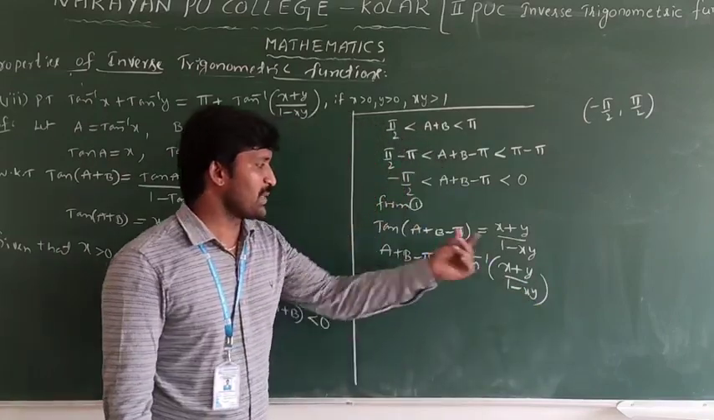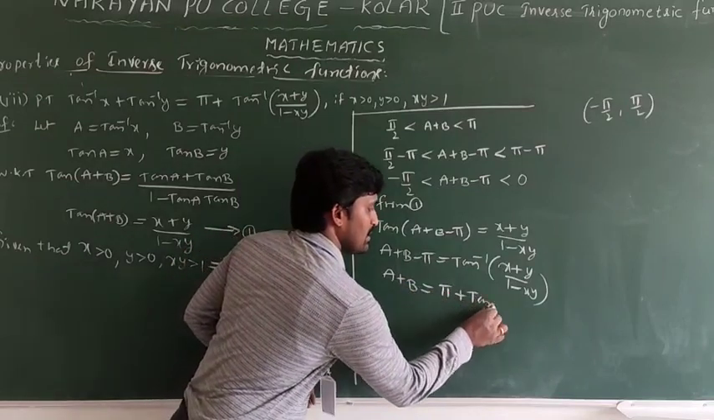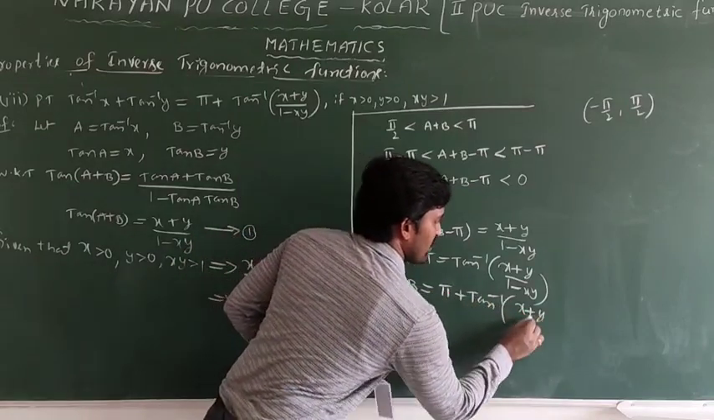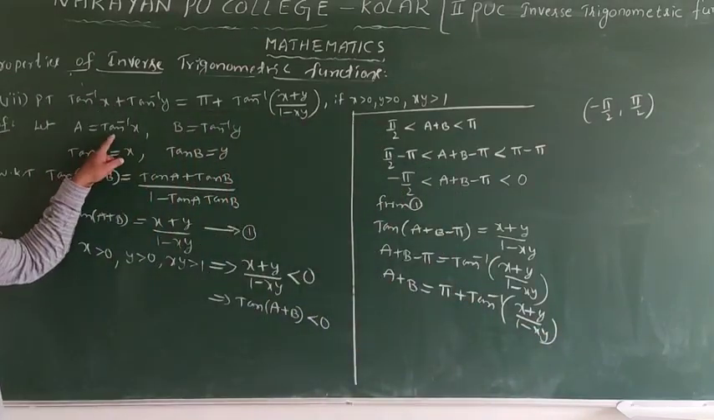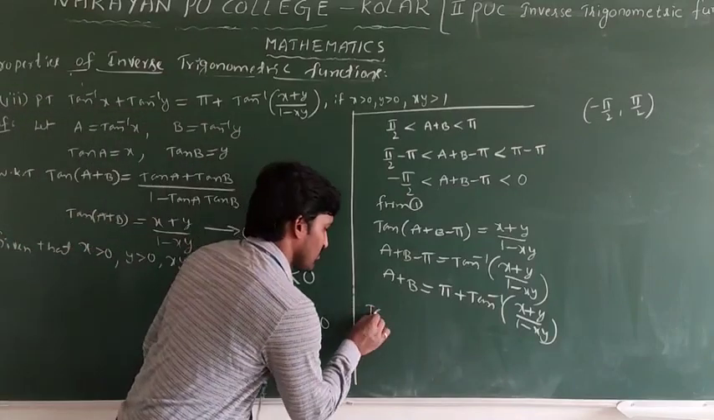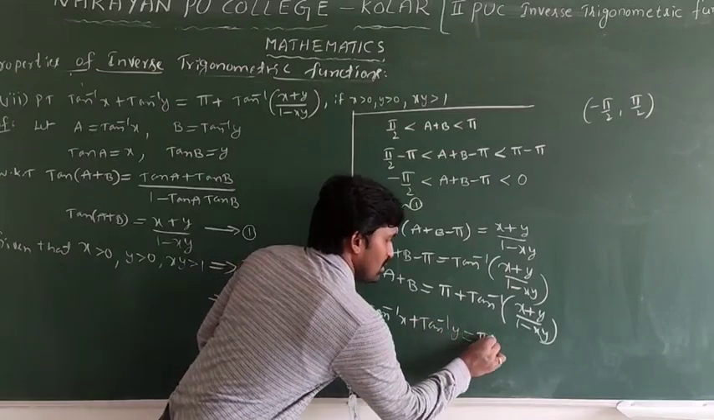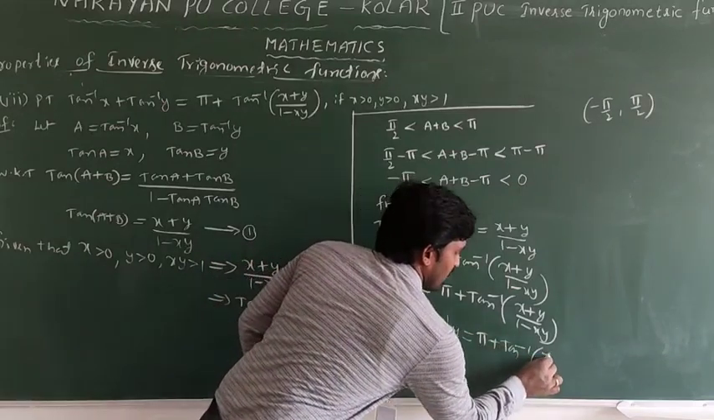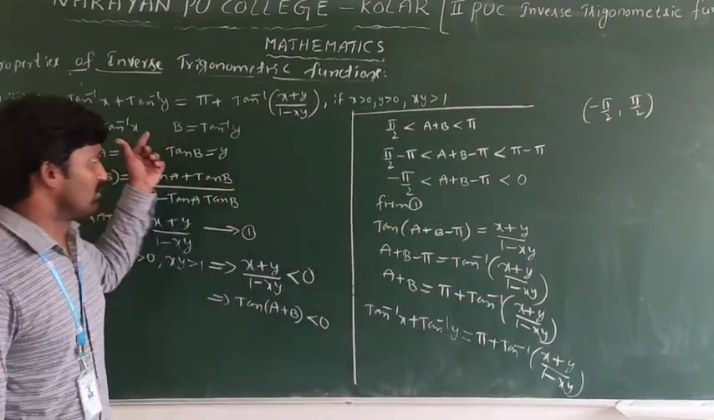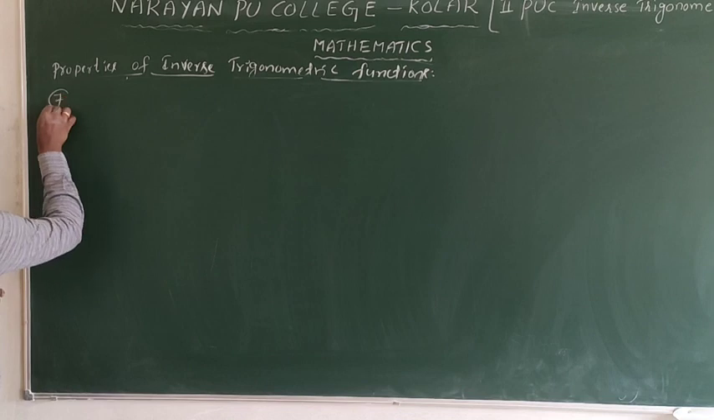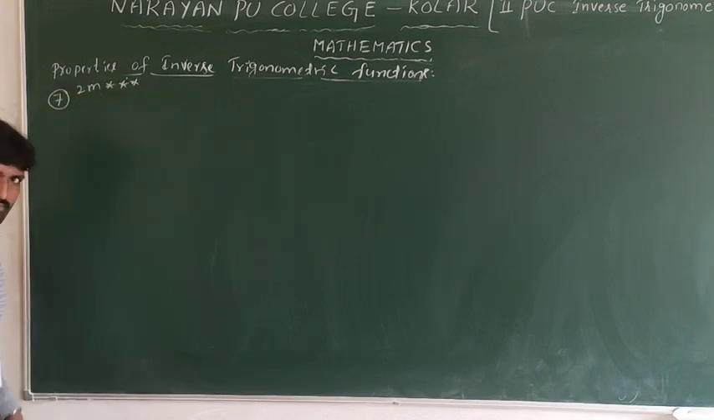Now take minus pi to the right side, it becomes plus pi: pi plus tan inverse of x plus y by 1 minus xy. Now what is a value? Tan inverse x. B value is tan inverse y. Now tan inverse x plus tan inverse y equal to pi plus tan inverse of x plus y by 1 minus xy. Now this is the proof for the third one, of 7.1. This proof is also important for 2 marks.